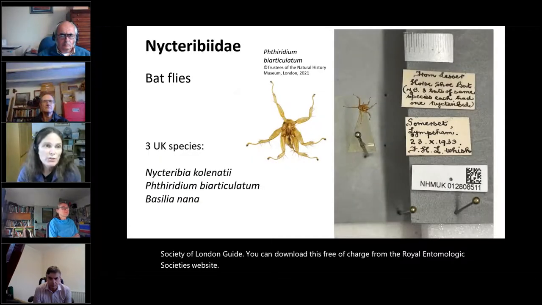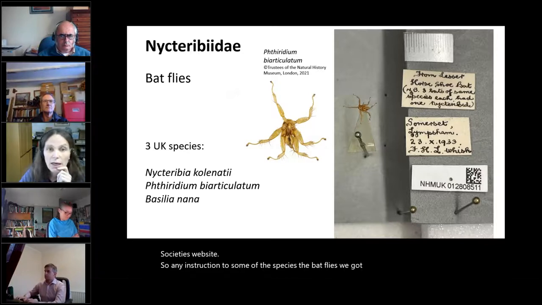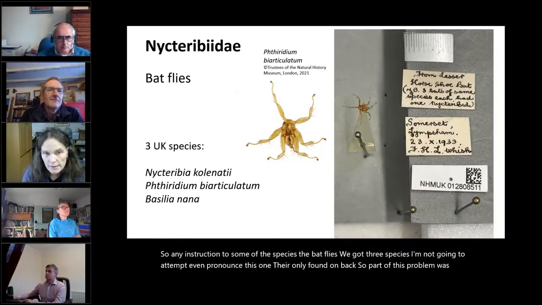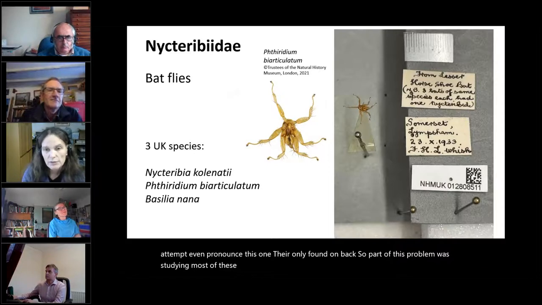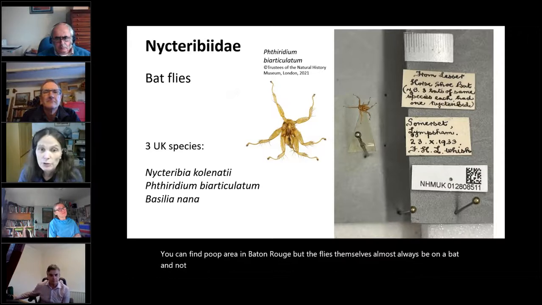So, an introduction to some of the species. The bat flies, we've got three species. I'm not going to attempt to even pronounce this one. They're only found on bats. So, part of the problem with studying most of these flies is that they're only ever seen on their host. These you can find the puparia in bat roosts, but the flies themselves will almost always be on a bat, and not many people handle bats, so if you want to study them you need to get in contact with bat workers.